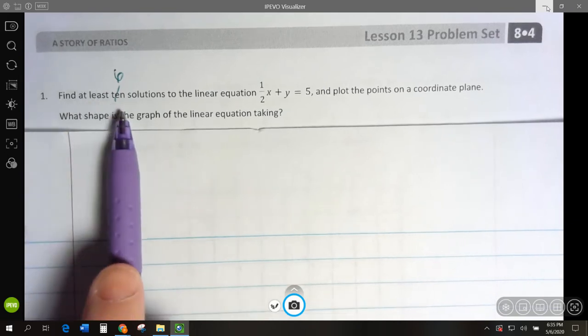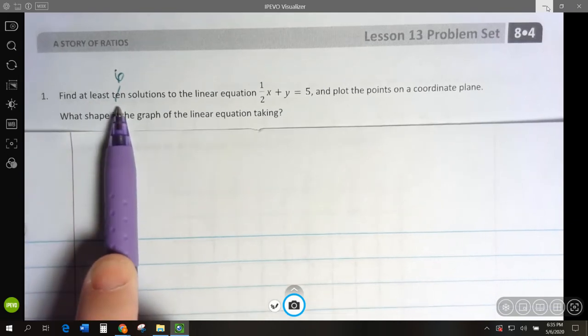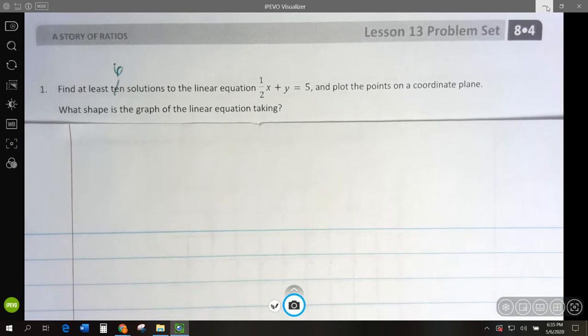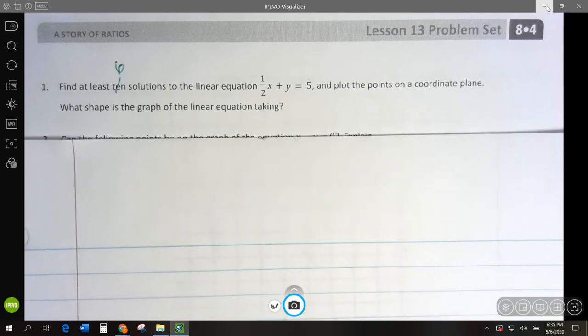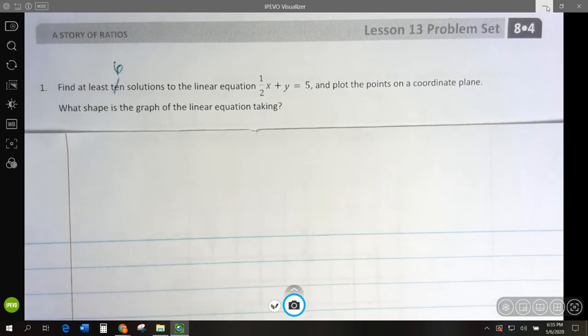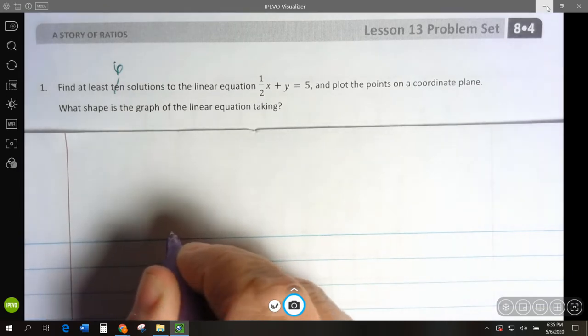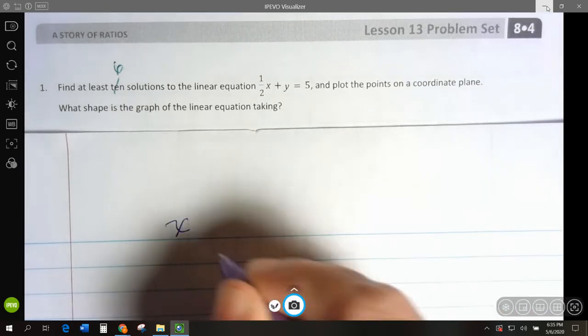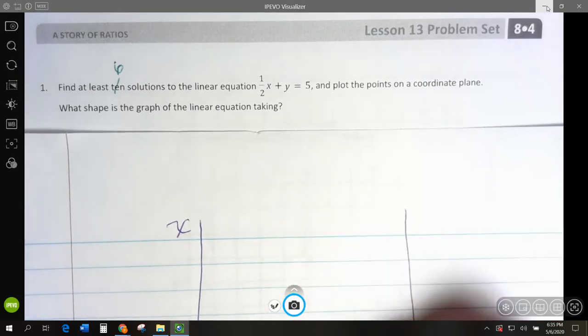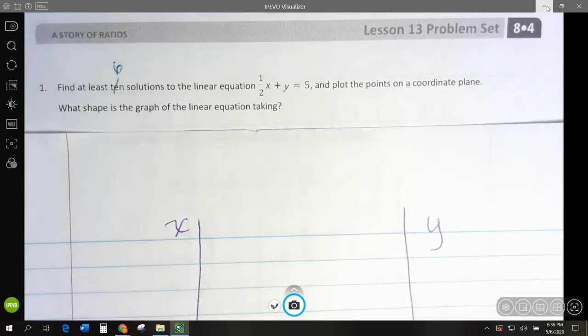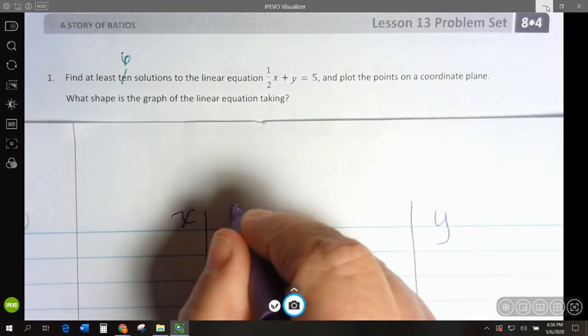I'm changing this just to save time. We're going to find 6 solutions. I know they're saying in the lesson, the more you do, the more you can see the consistency, if there's consistency. But we are just going to be doing 6 to save time. So I'm going to do our chart, like we did yesterday, our X and our Y.